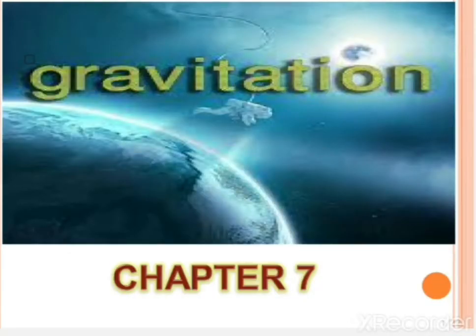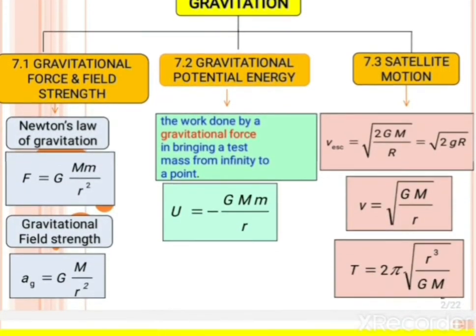Hello everybody, this is about Chapter 7, Gravitation. We go to the overview for Chapter Gravitation. We have three main subtopics. 7.1 is about gravitational force and field strength. In this subtopic, we learn about Newton's law of gravitation. The formula for Newton's law of gravitation is F equal to G m m over r square.